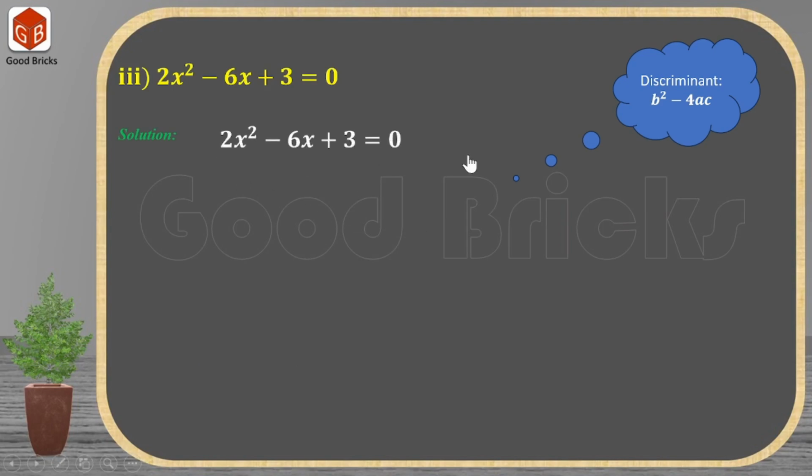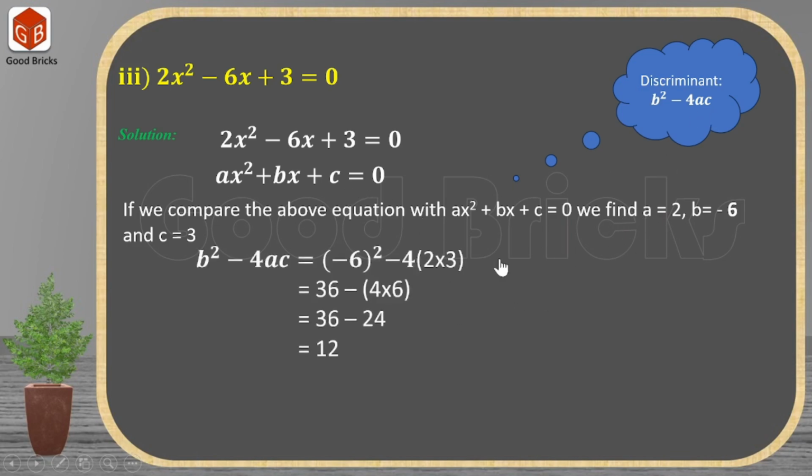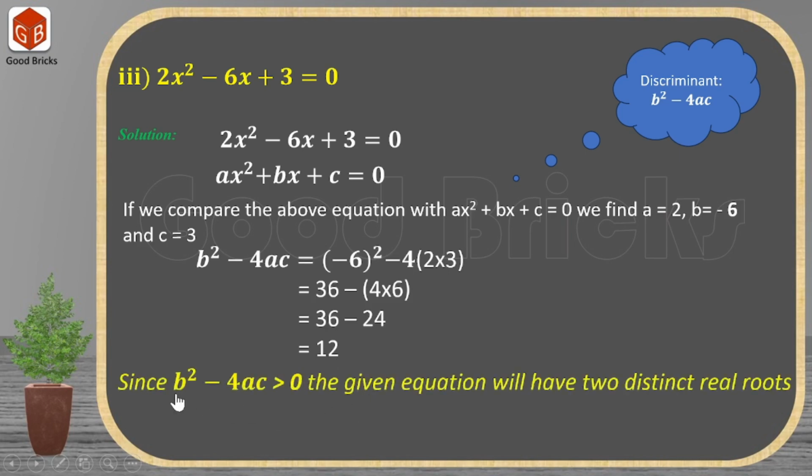So this is the given equation, and you can compare this equation with ax square plus bx plus c. So you will get a is equal to 2, b is equal to minus 6, c is equal to 3. Our main focus is to find the value of the discriminant using the b square minus 4ac formula, and when you substitute these values in this formula, you will get b square minus 4ac value as 12. Since this discriminant is greater than 0, this particular equation will have two distinct real roots, and if you are curious to find the roots, you can use this quadratic formula to find the roots of this particular equation.